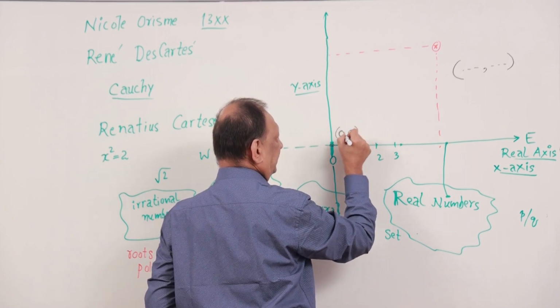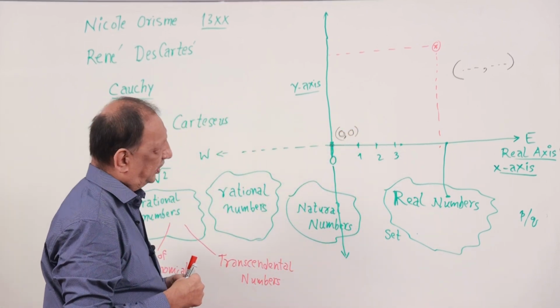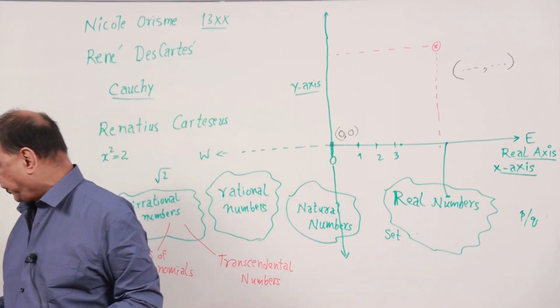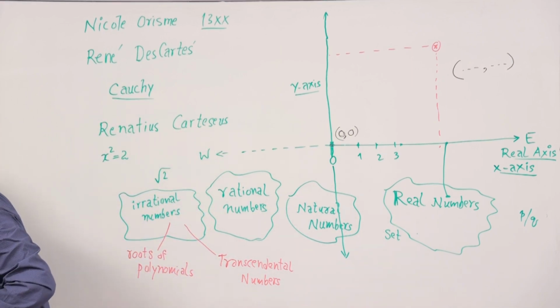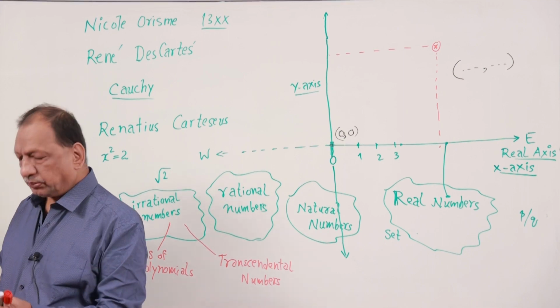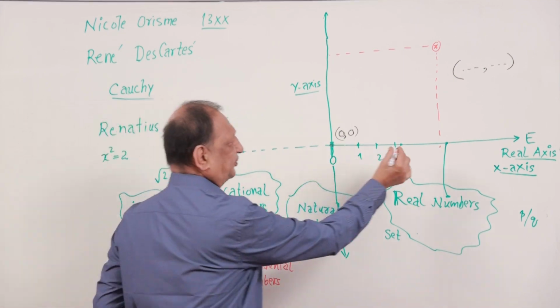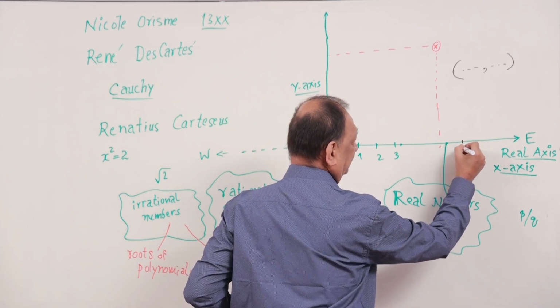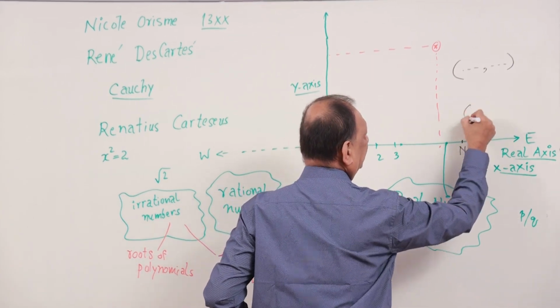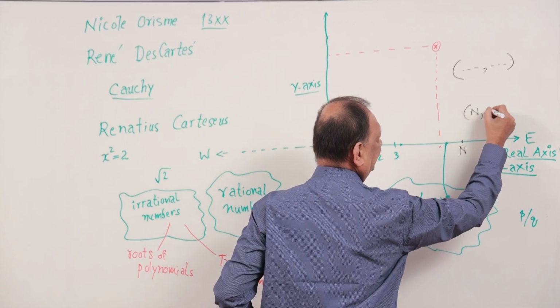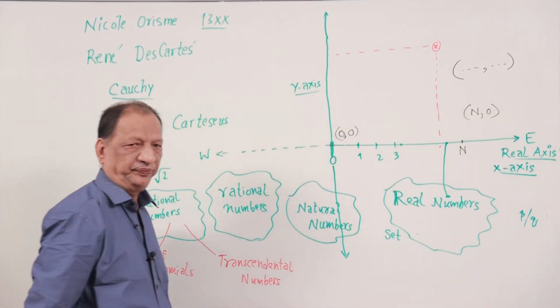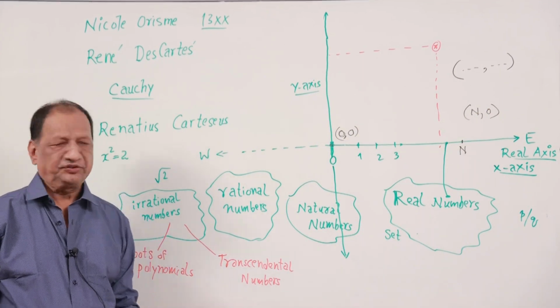What is 0, 0? It is the origin: 0 distance along the x-axis and 0 distance along the y-axis. So that is the origin. For the natural numbers, any natural number n, for example, is n comma 0 because it is 0 on the y-axis. You understand? We can do that.